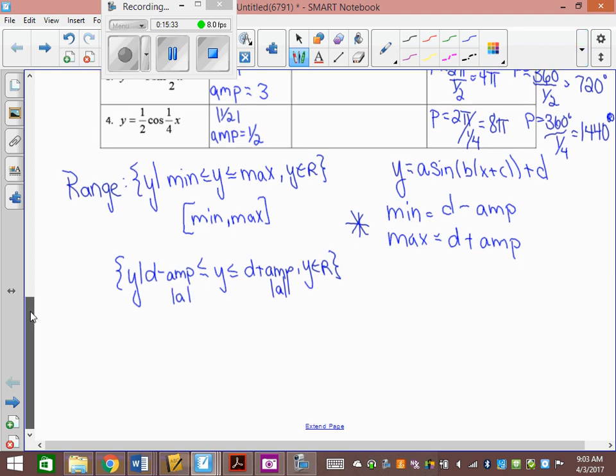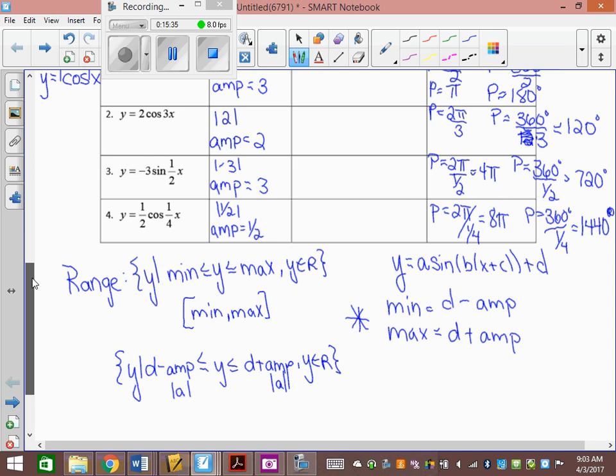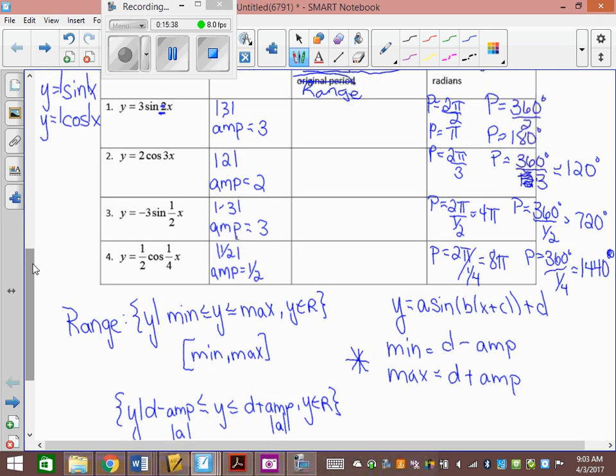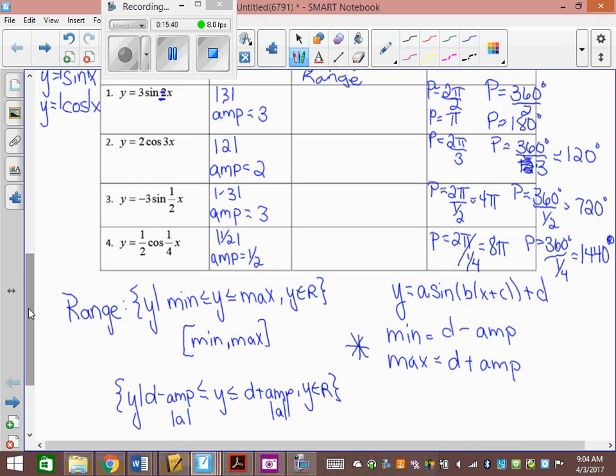So these ones are all really easy to get your min and max from. Why? Why are these all really easy to get your min and your max? The d value is 0. So I'm going to either add the amplitude to it or subtract the amplitude from it, right? So in this case, I'm going to get negative 3, positive 3, negative 2, positive 2, negative 3, positive 3, negative a half, positive a half. But is it always going to be that easy? No. Shouldn't be hard, though.